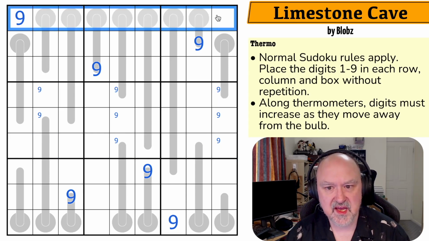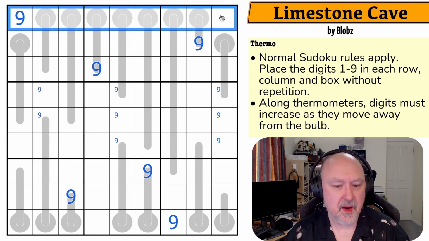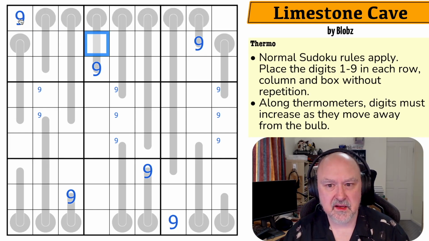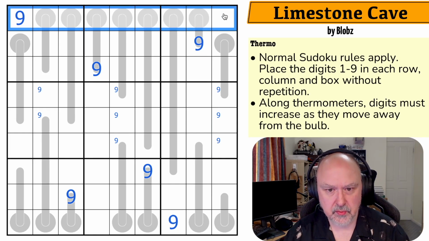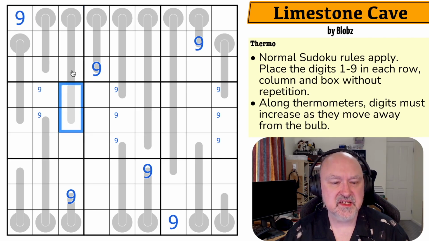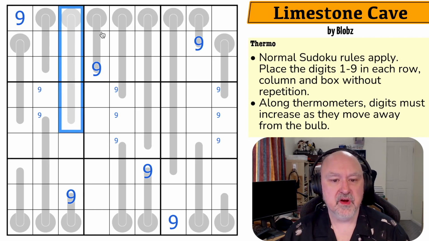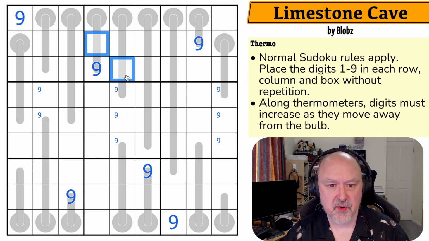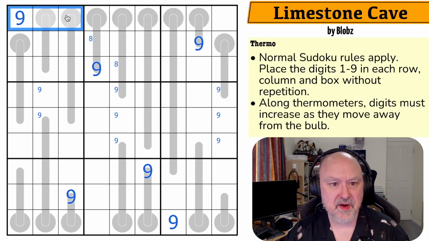Now, along here, where can I put 8? I'm not succeeding at the no pencil marking because I'm wanting to explain it so that people can see what I'm doing. 8 in this row can't go here because it would have to be followed by 9. So 8 can only go right before a 9 or at the end of a thermo. So in this box, for example, the only place I could put 8 is in one of those two cells. And in this row, I can't put 8 in any of those.